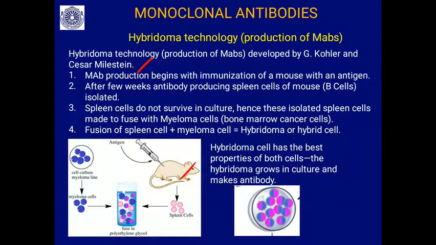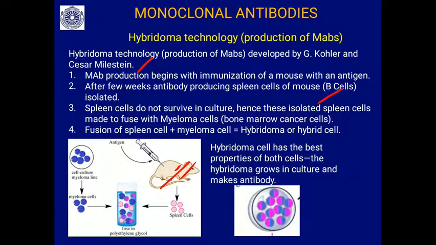After several weeks, antibody producing spleen cells or B cells are isolated. So we have to give some time. The antigen evokes B cell proliferation in the spleen and they start producing antibodies. For that purpose, after a few weeks, we have to take out the spleen and isolate these B cells. But the problem here is the spleen cells do not survive in culture, they cannot multiply in culture.